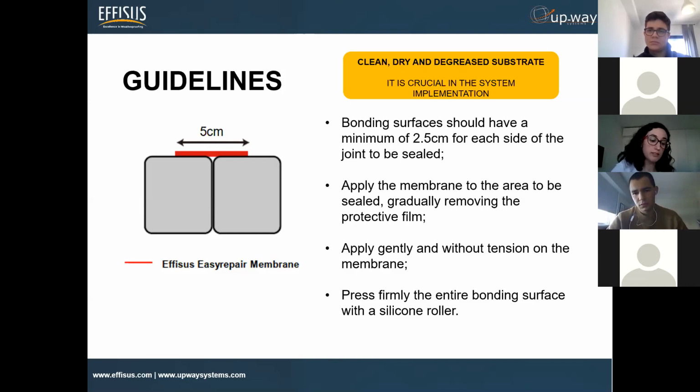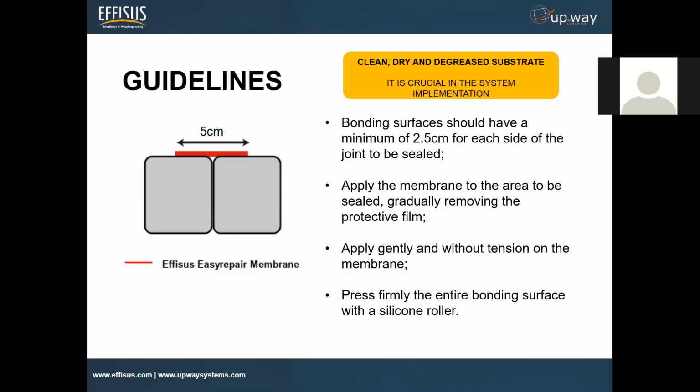We press gently with a little pressure with the hands to first of all activate the primer, and then, to be more assured that all the membrane and all the primer is active, we use the silicone roll. We always say the silicone roll and the membrane are the accessories.